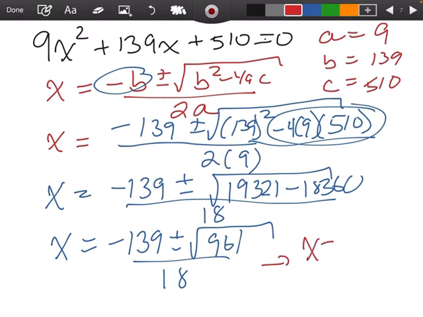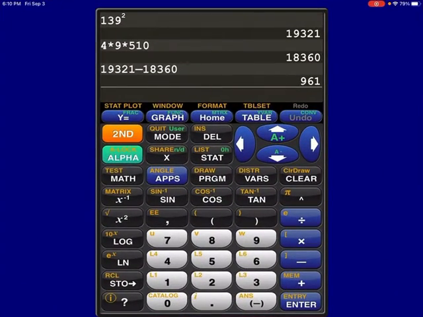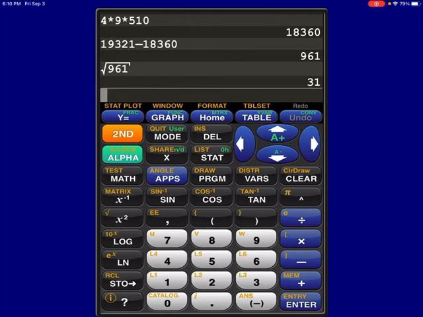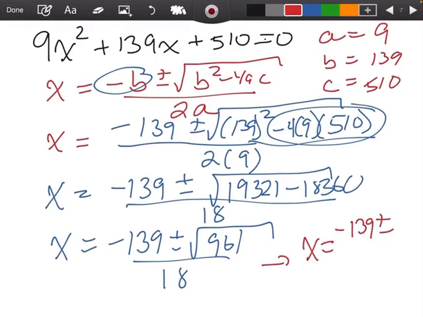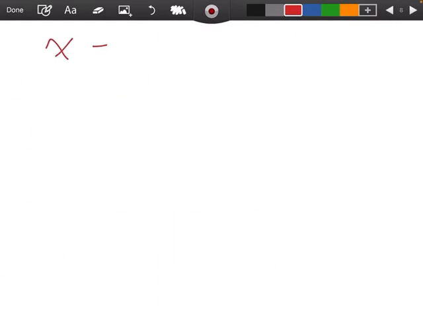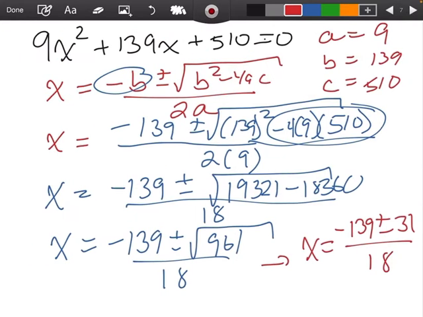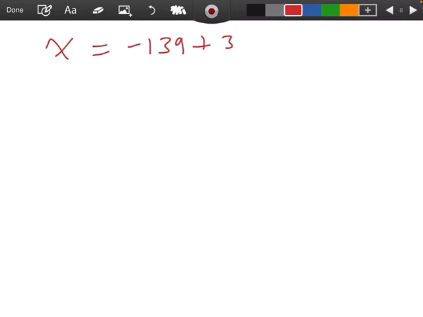Negative 139 plus or minus. Now I have to take the square root of 961. So I'm going to use second, square root of 961, and hit enter. 31, nice and pretty, all over 18. On the next page I'm going to rewrite it: negative 139, remember we had plus 31, over 18, and then negative 139 minus 31 all over 18.